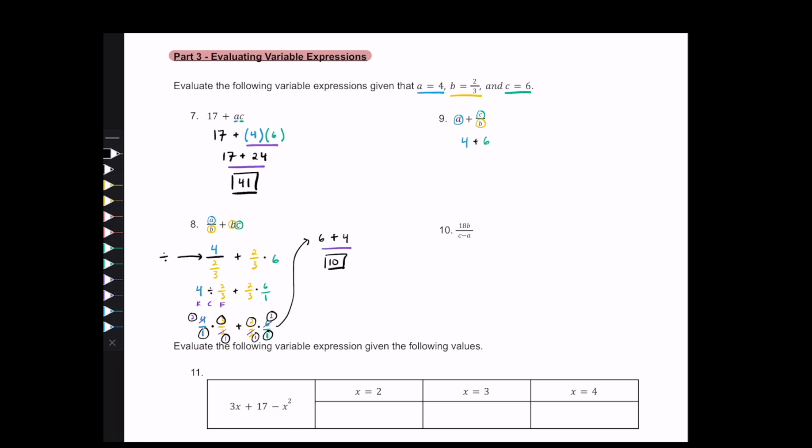And just keep in mind, I'm going to use this fraction bar as division right away, so it saves some writing later on. And then B is 2/3, so I'm going to go ahead and write 2/3 here.